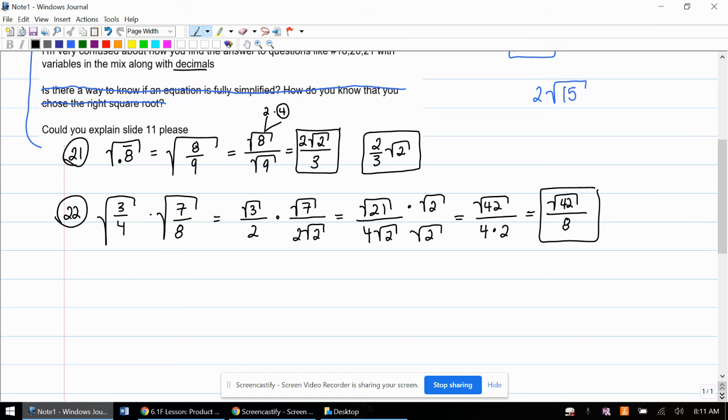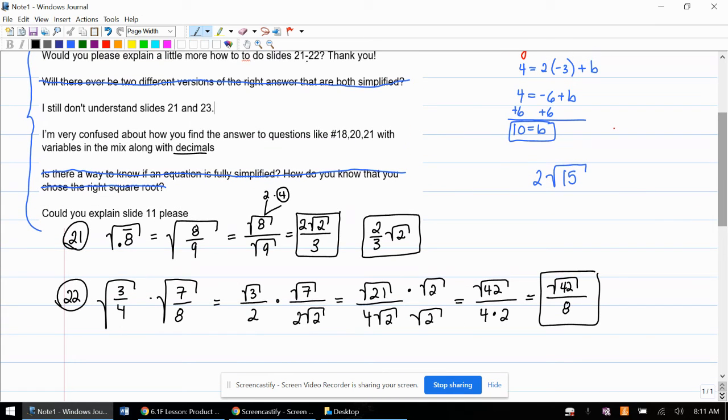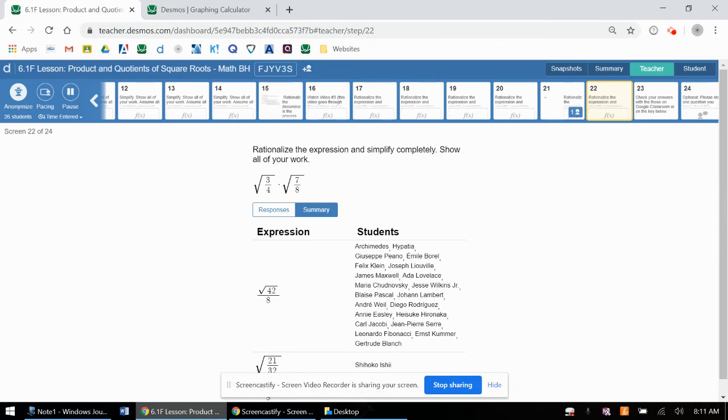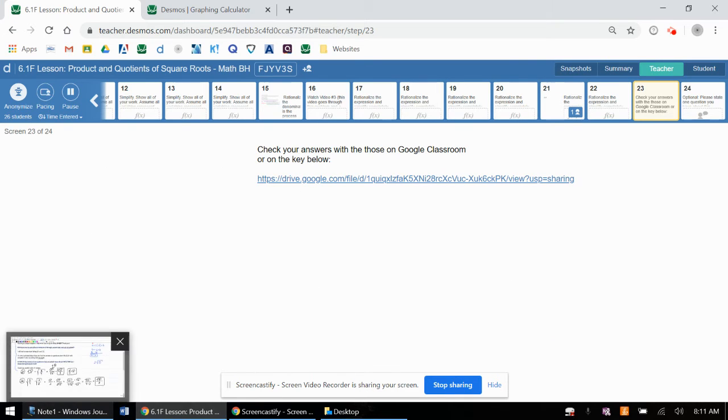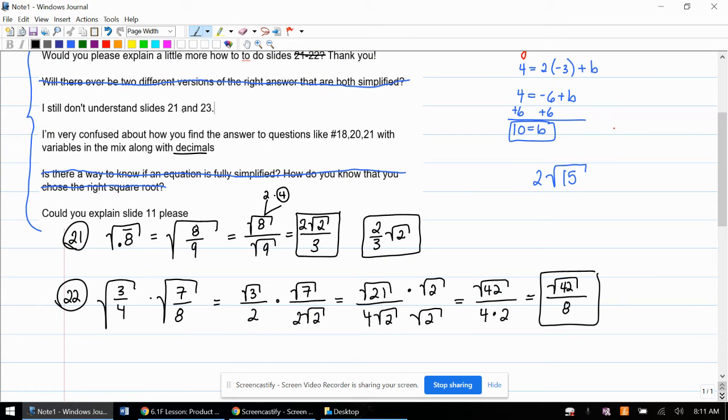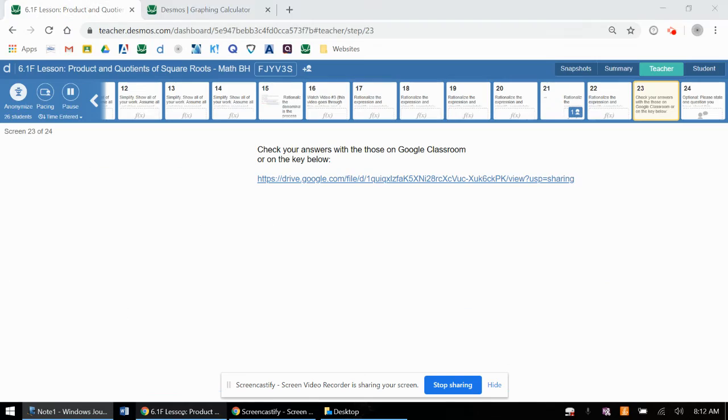Let's look at some of the other questions. So I answered 21 and 22. Somebody says they don't understand 23. That's the answer key. All right. I think they probably meant 22. Confused about how you answer questions like this with variables in the mix along with decimals. I did 21, so we can look at 18 and 20, and maybe also 11.